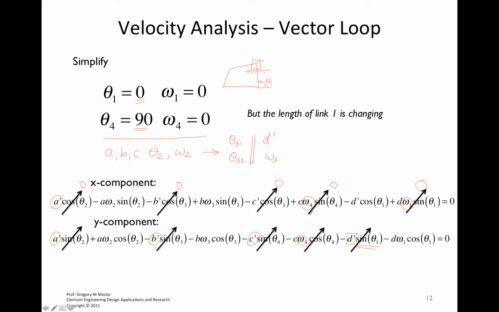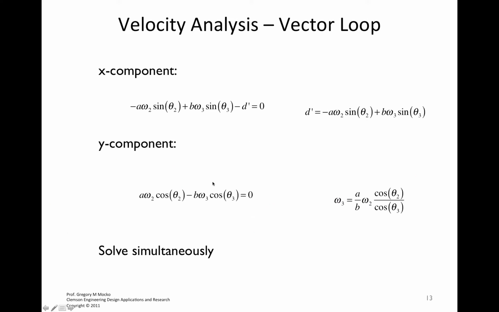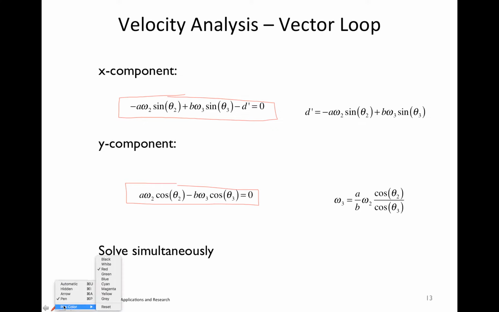All right. So we've got these expressions. When we apply these known conditions, we end up with these two expressions that are simplified. These two expressions can be solved simultaneously. So I just want to pick apart these two expressions and solve them simultaneously. I will circle in blue the known values. A is known, omega 2 is known, theta 2 is known, B is known, and theta 3 from a velocity analysis perspective is known. It comes from the position analysis.